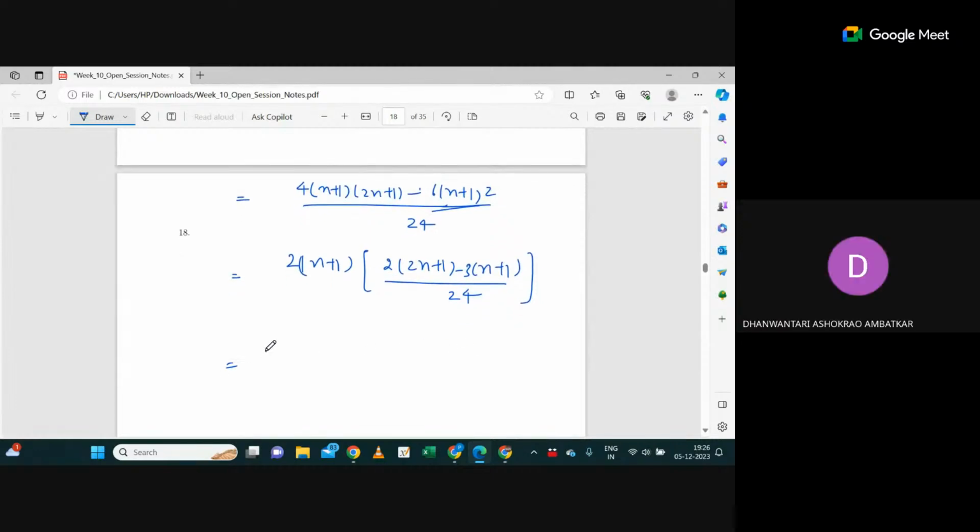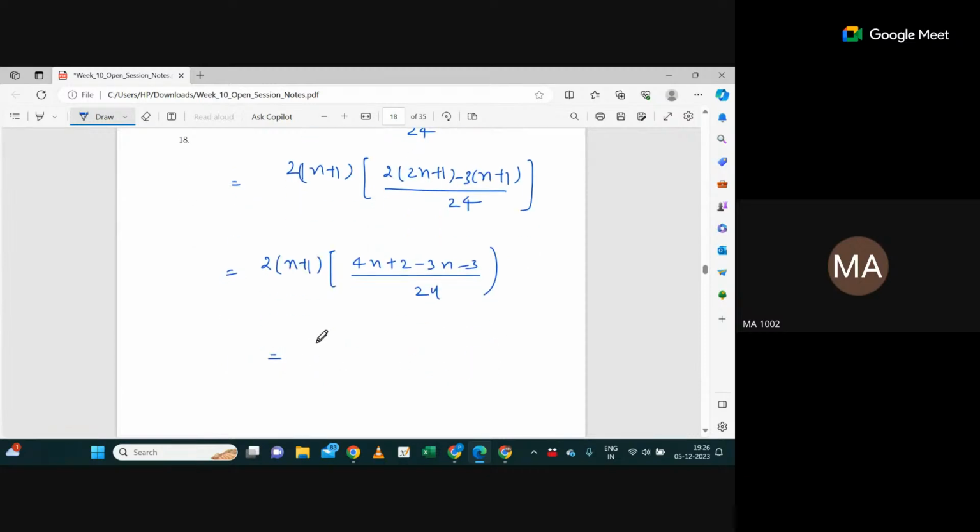So 2n plus 1, and what we got? It will be 4n plus 2 minus 3n minus 3 divided by 24. So basically we will get n plus 1 and n minus 1, right, divided by 12. Basically n square minus 1 divided by 12. It's the variance of n.